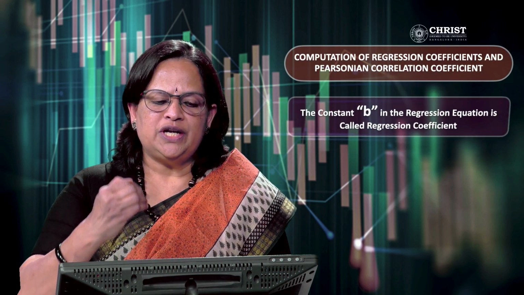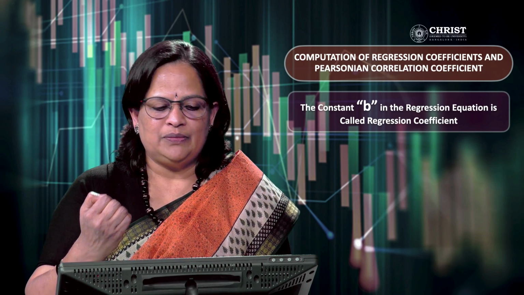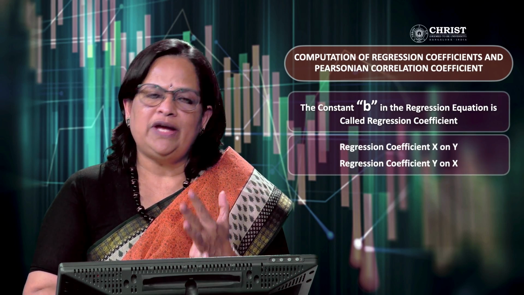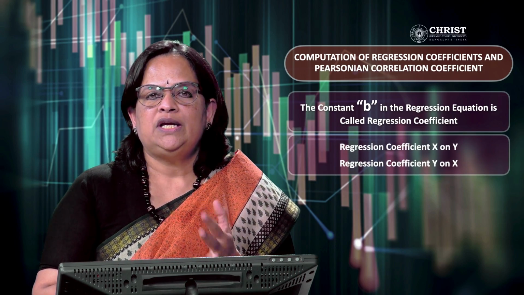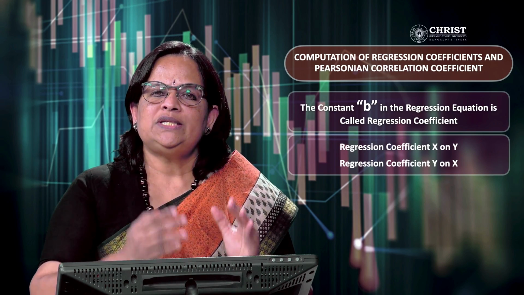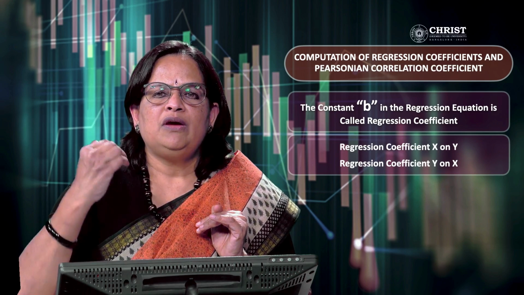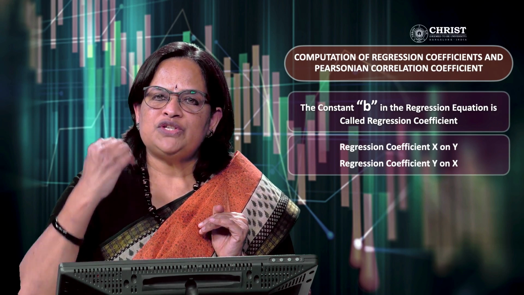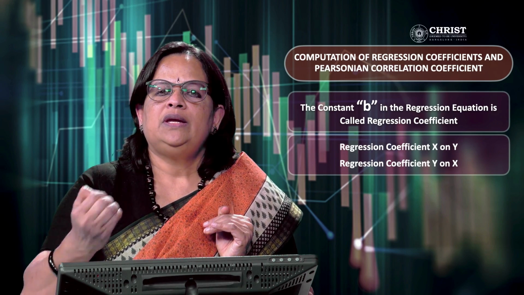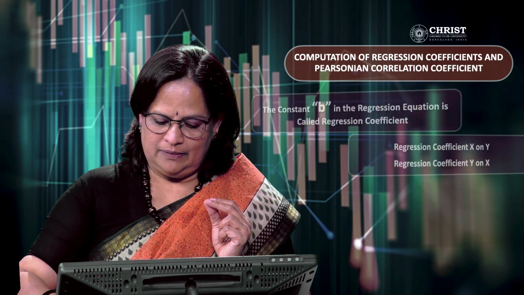So if you see the introduction, the constant b in the regression equation is called the regression coefficient. Now we have two regression equations, that is regression equation x on y and regression equation y on x. So we have two regression coefficients. The first one is regression coefficient x on y and the second one is regression coefficient y on x. The regression coefficient x on y is also denoted as bxy. The regression coefficient y on x is also denoted as byx.